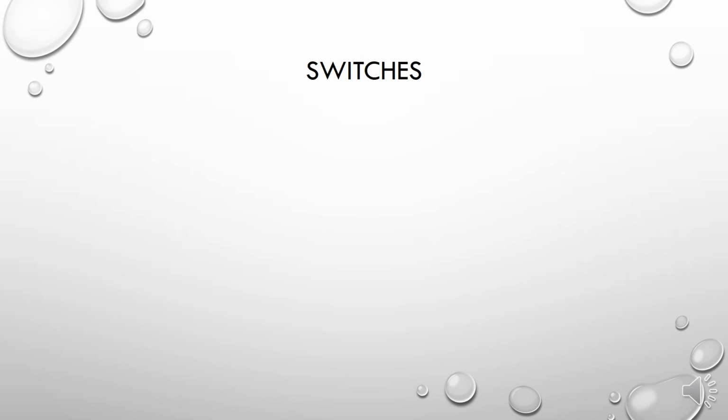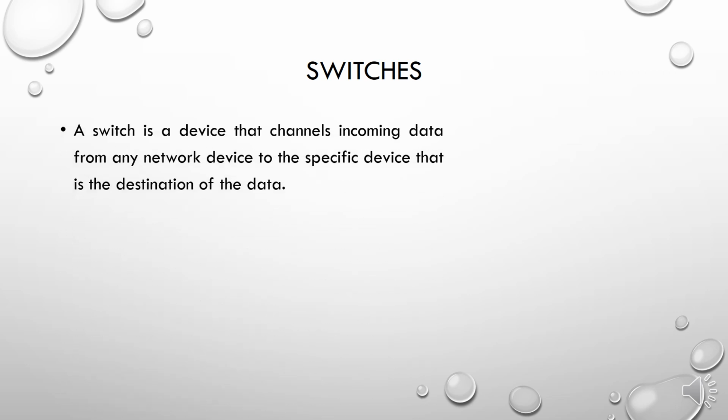So the next is switches. As I mentioned, switches are more intelligent than hubs. A switch is a device that channels incoming data from any network device to a specific device that is the destination of the data. So the switch is intelligent in the sense that once you establish communication with it, it knows that this person has sent a particular packet or data to another device within my network.